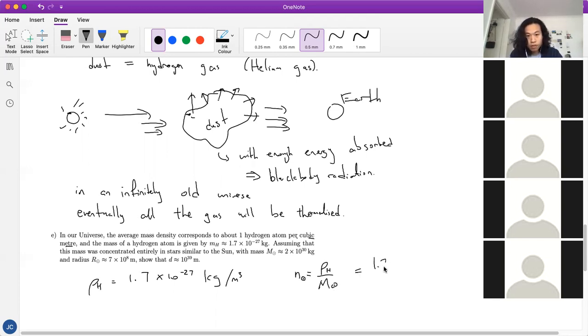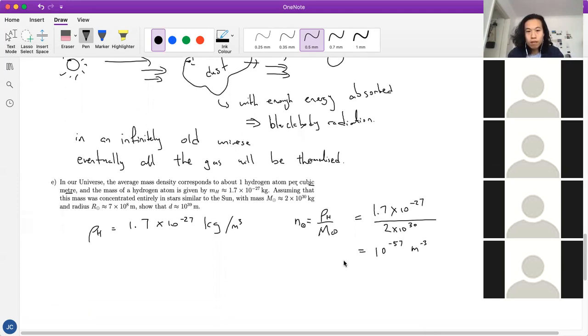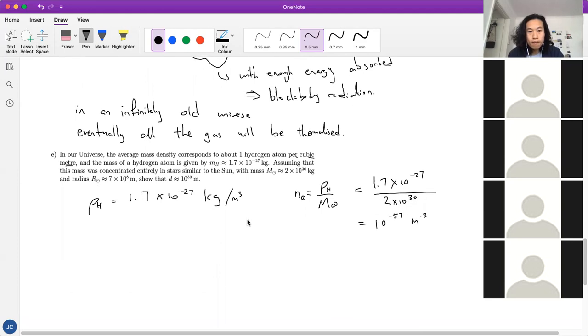So that's equal to 1.7 times 10 to the minus 27 divided by 2 times 10 to the 30. And that will give you a fairly small number, about 10 to the minus 57 per meter cubed. Okay, so that gives us a number density.